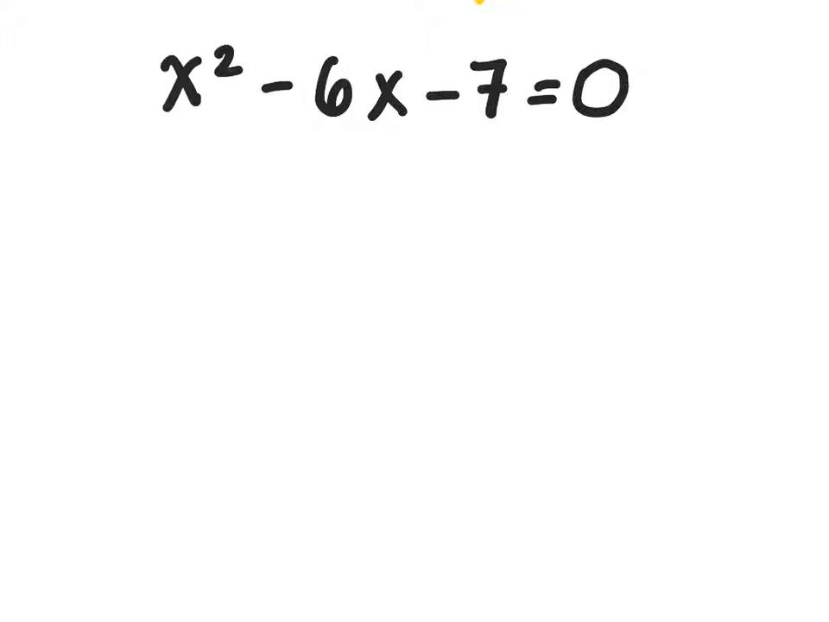All right, immediately I notice that this is in standard form because I have ax squared plus bx plus c equals 0. So I don't want to add 7 to both sides. I know that I need to factor.